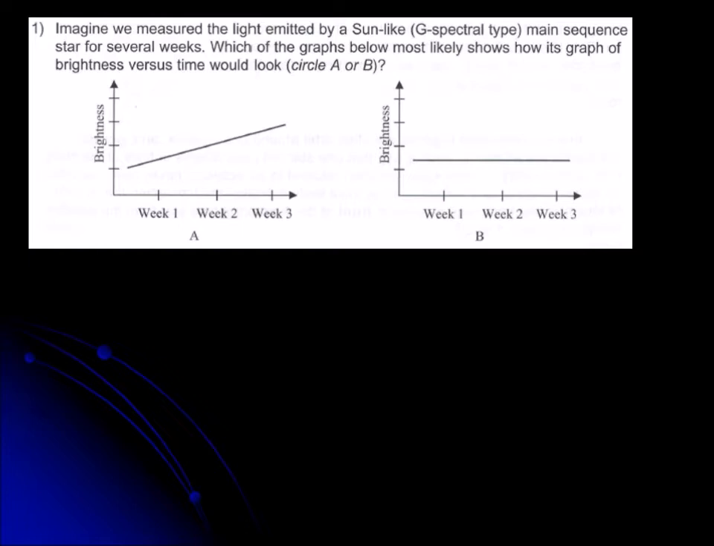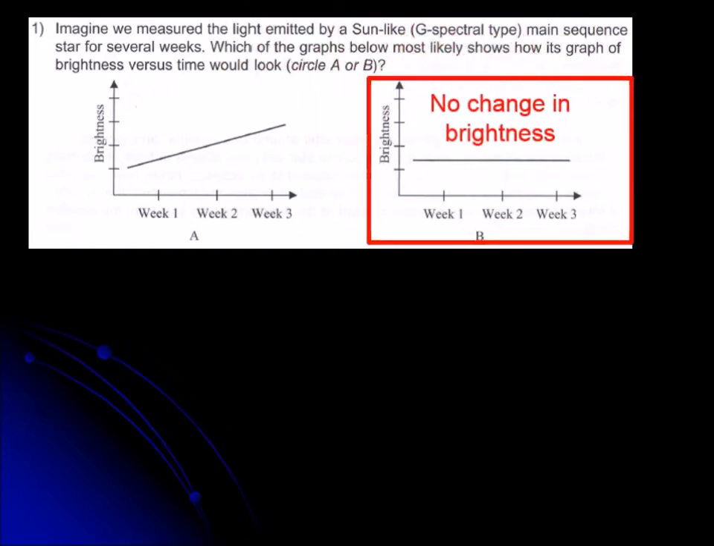Well, the answer is easy. All we have to do is just look at our own sun. The brightness does not change as a function of time. So the answer is B.